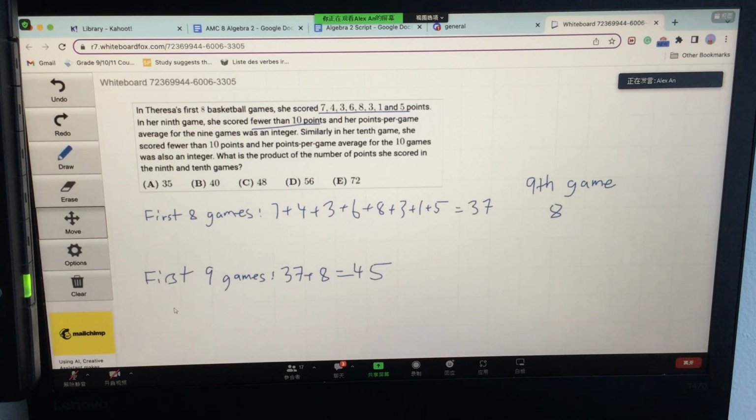And similarly, her average points per game is an integer after the 10th game, which means the total points in her 10 games is a multiple of 10. And we can see that she must have scored 5 points in the 10th game. So it's just asking for the product of 8 and 5, which is 40.